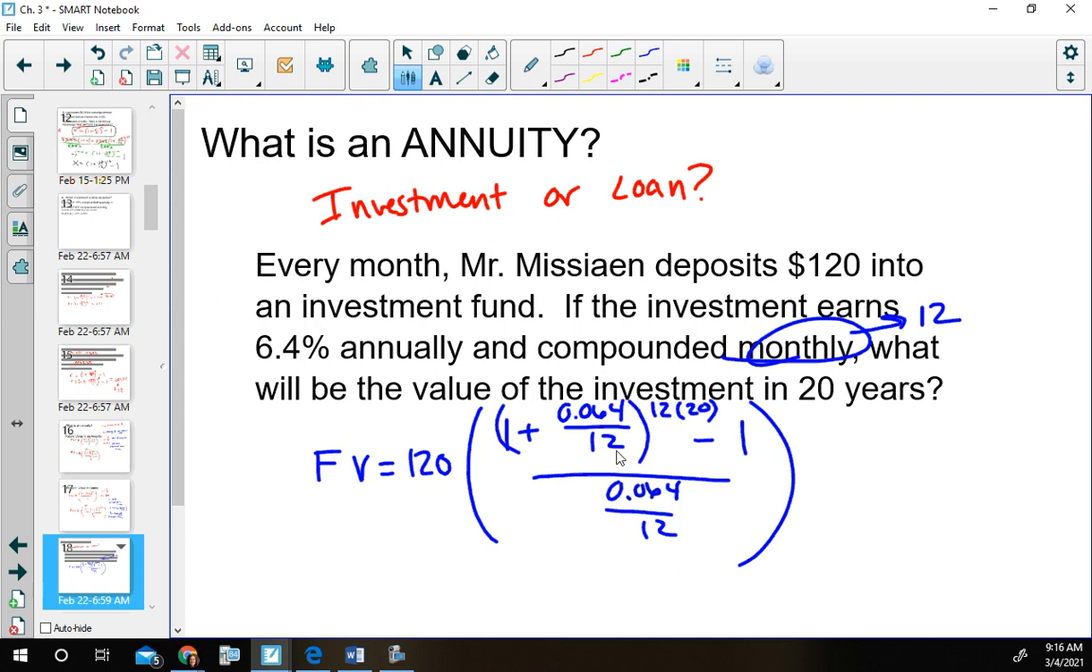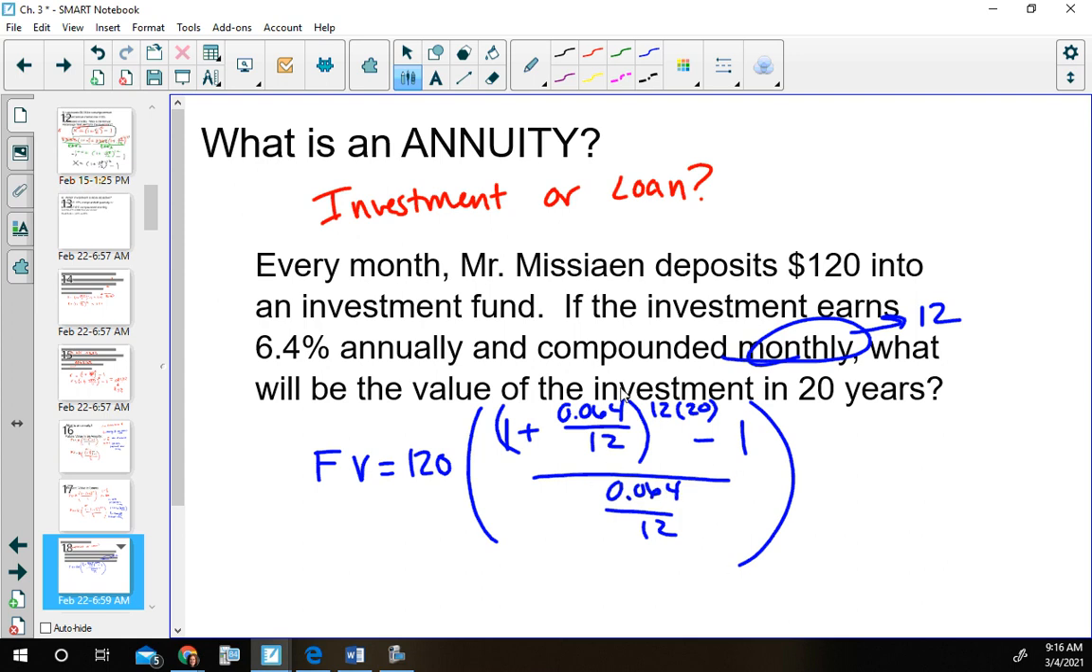If it was daily, there's 365 days in a year. If it was quarterly, it'd be 4, because you think of quarters going into a dollar. Semi-annually is 2. Okay. And then it was to the K times T, so that's periodic time times actual time, minus 1 all over the exact same fraction again.